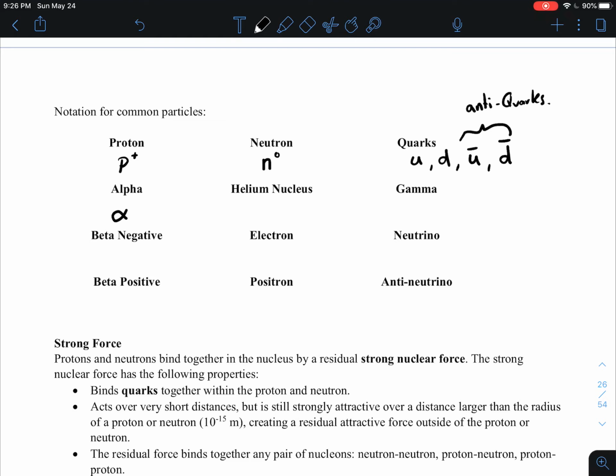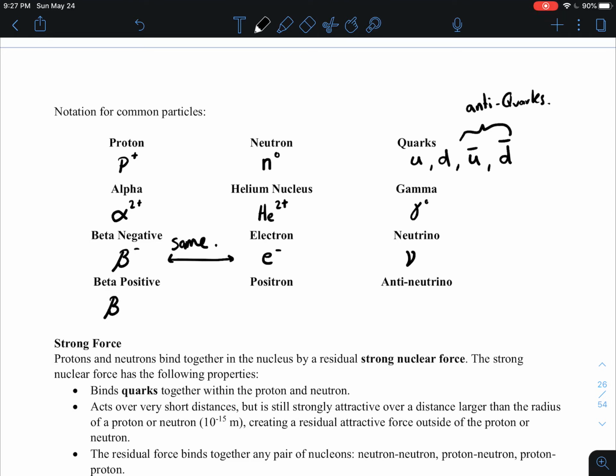Alpha particle, we know an alpha particle is this, and it has a 2+ charge, so I'm just going to indicate that with a 2+. Helium nucleus is also the same, 2+. Gamma looks like this. Gamma has no charge. A beta negative is an electron, and it turns out that these are one and the same. So often we use beta negative and electrons kind of interchangeably. A neutrino looks like this, kind of like a fancy V.